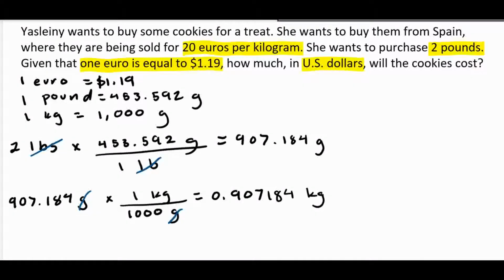You can if you would like, but I believe that rounding at the end will give you a more accurate answer. And since we're dealing with money, the more accurate we are, the better. Now that we know the weight of the cookies that Yasmini wants in kilograms, let's figure out how many euros this is going to be. So I know it'll be hard to see the question, but I'm just going to scroll up.